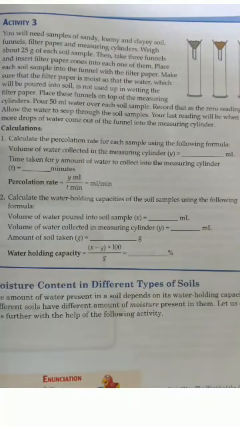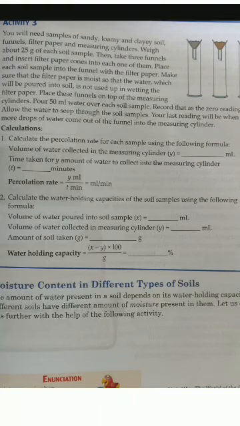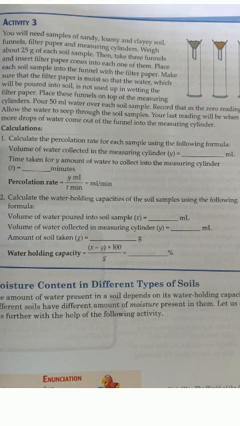Then comes the property of moisture content. Moisture content is the amount of water which is present, or trapped, inside the soil particles. So we can say that moisture content will be more in clay soil, and it will be least in sandy soil.